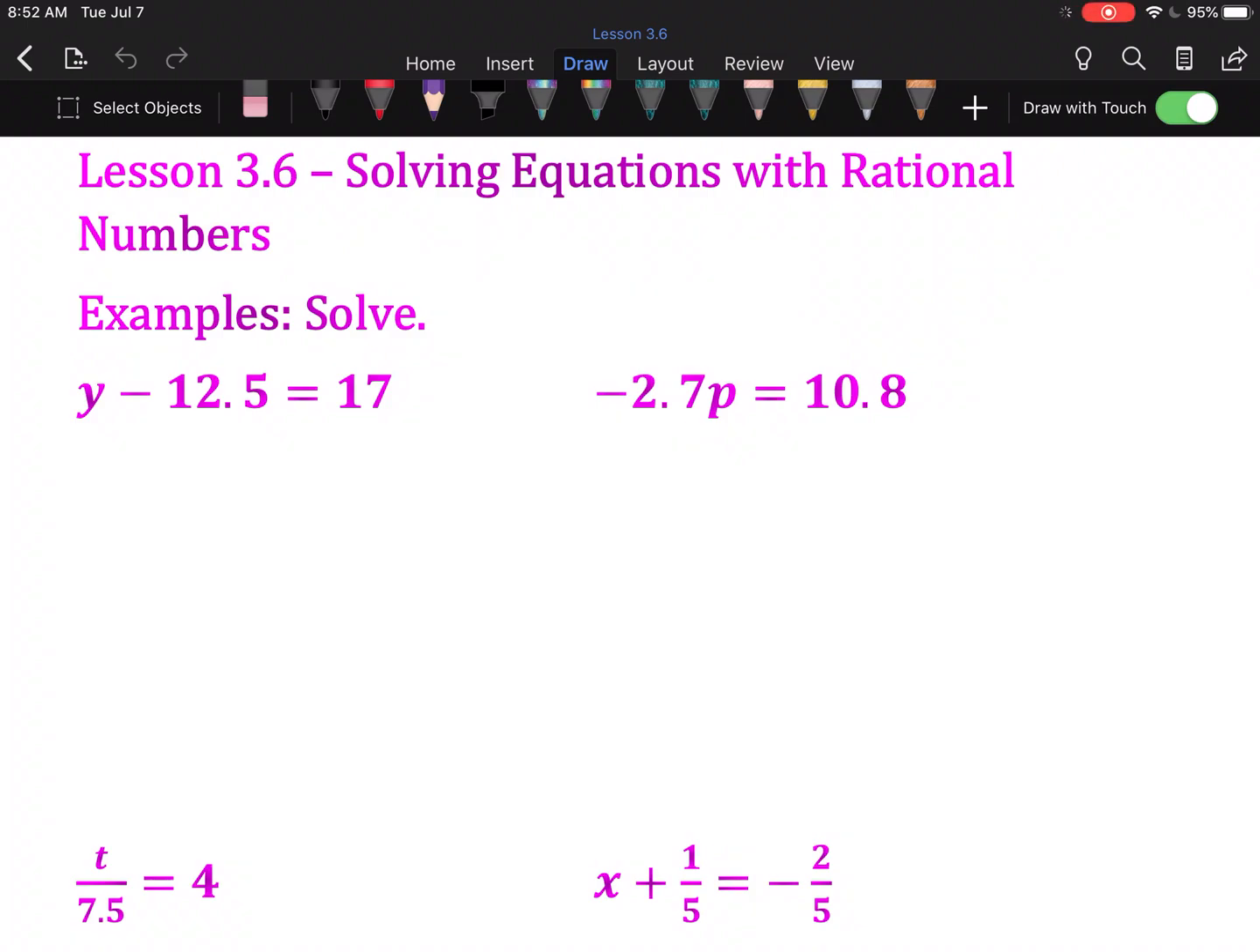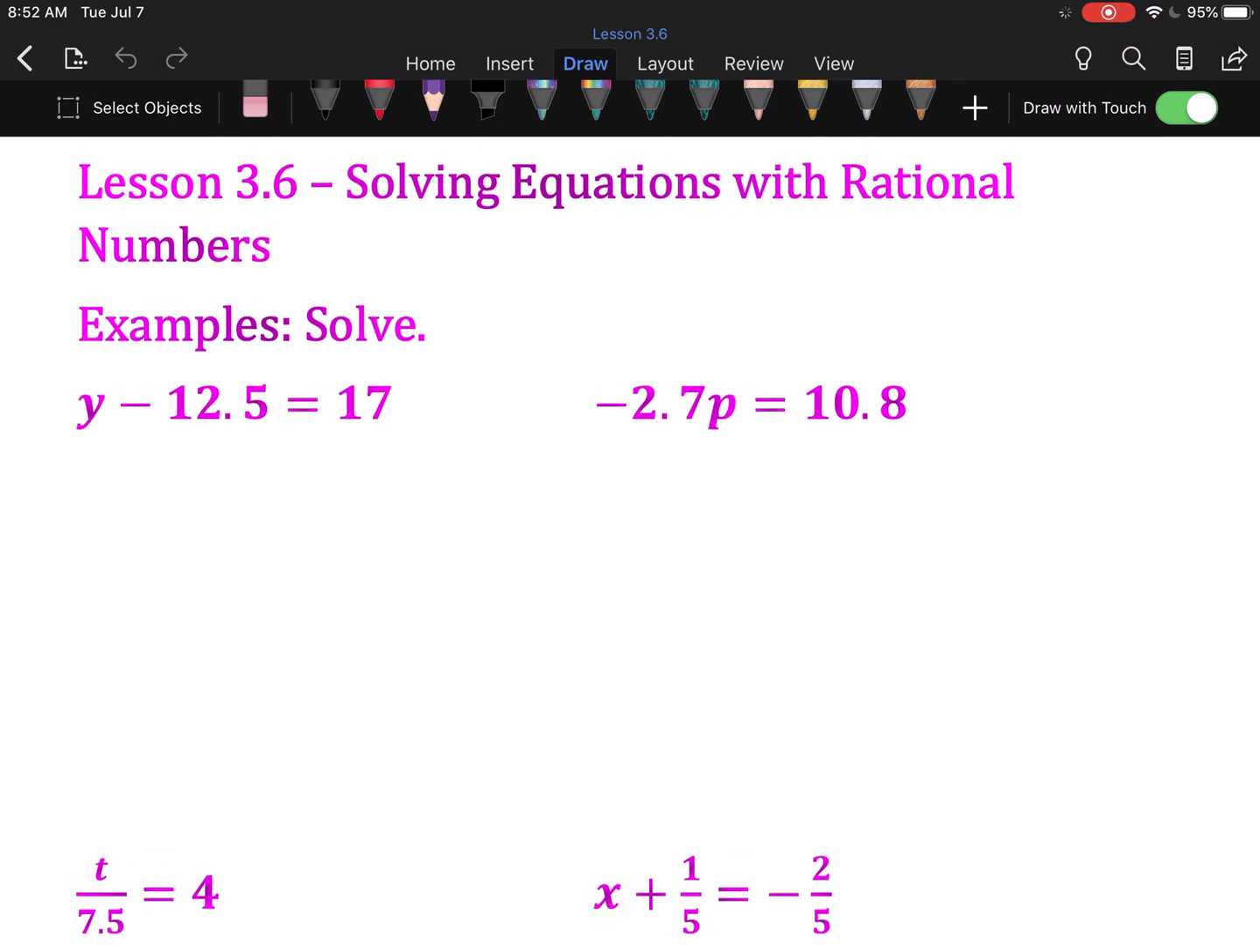Now we're going to take everything we've done in sections 1 through 5 and apply it to solving equations. So, y minus 12.5 equals 17. I would need to, actually be using my pencil, add 12.5 to both sides.